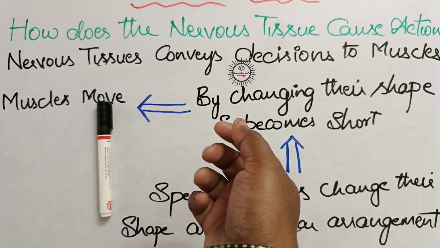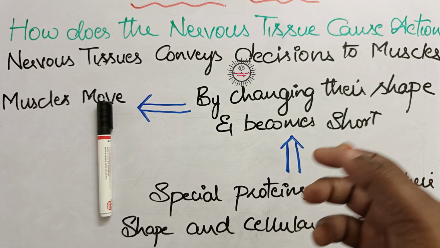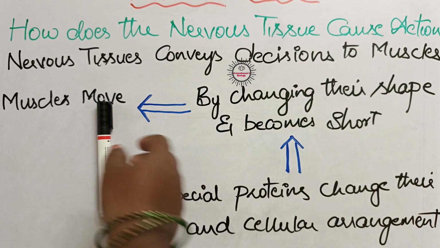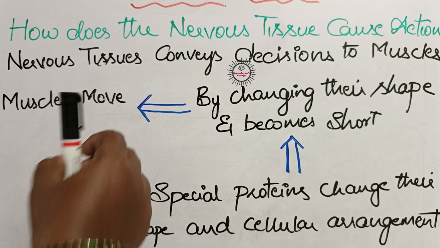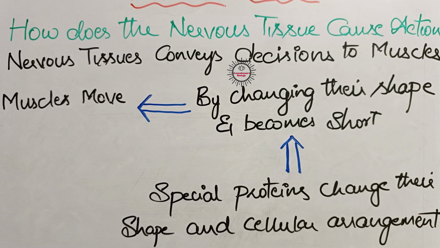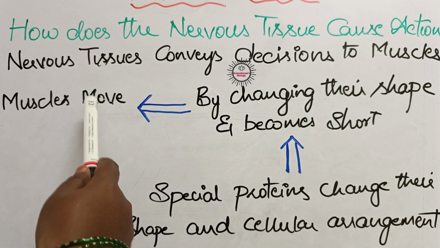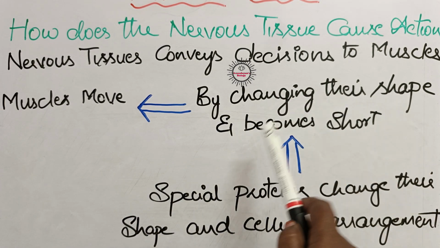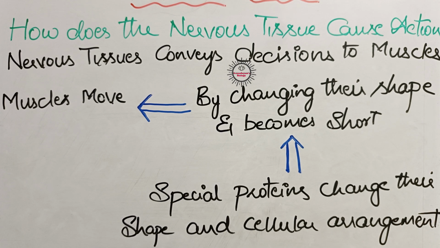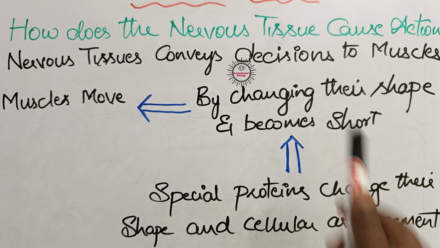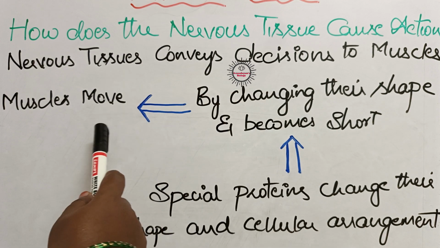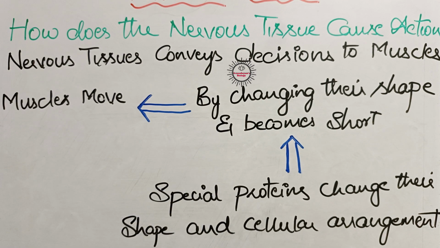Here the muscles present in my hand have to do the job. The muscles present in my fingers and hands have to move and pick the pen from the board. So muscles have to move in order to show action. How do the muscles move? By changing their shape and becoming short. So what happens in muscles while producing an action is they will change their shape and become short. By changing their shape and becoming short, they will move and perform an action.